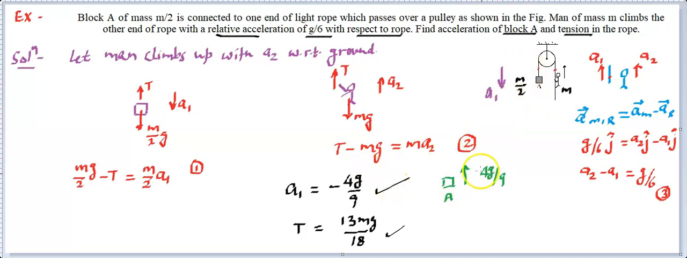And the tension in the rope is going to be 13 mg by 18. These many newtons will be the tension in the string. This is how you can handle questions related to a person. You treat a person just like an object and apply the forces it is having, and if there's a relative acceleration, be careful and use the relative concept of writing the accelerations, just as you do for velocities. So that was an important question for you.